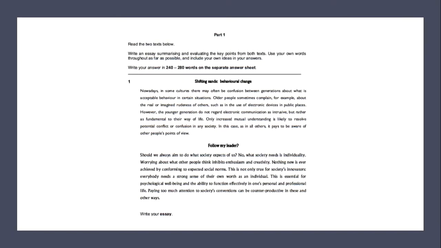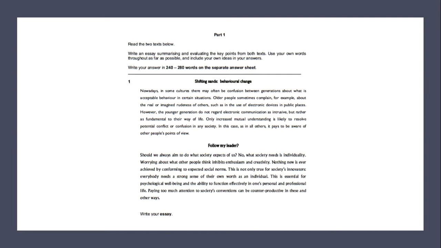Okay, I'm going to skip forward because I'd like to show you what this actually looks like. Okay, part 1. Again, you have 2 texts of about 100 words each, and you're meant to write about 260 words. The idea is that you are summarizing and evaluating the main points, the key points from each of these texts. You're meant to use your own words as much as possible and include your own ideas regarding the subject matter. So the first text reads, "Shifting sounds, behavioral change."